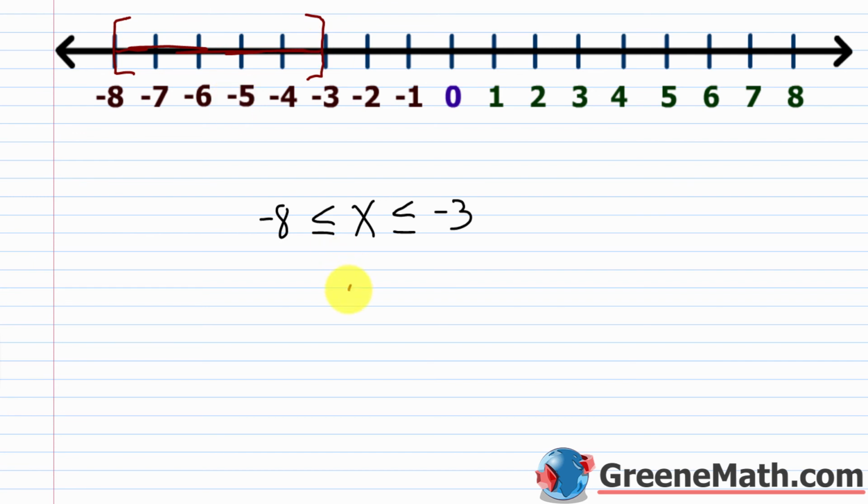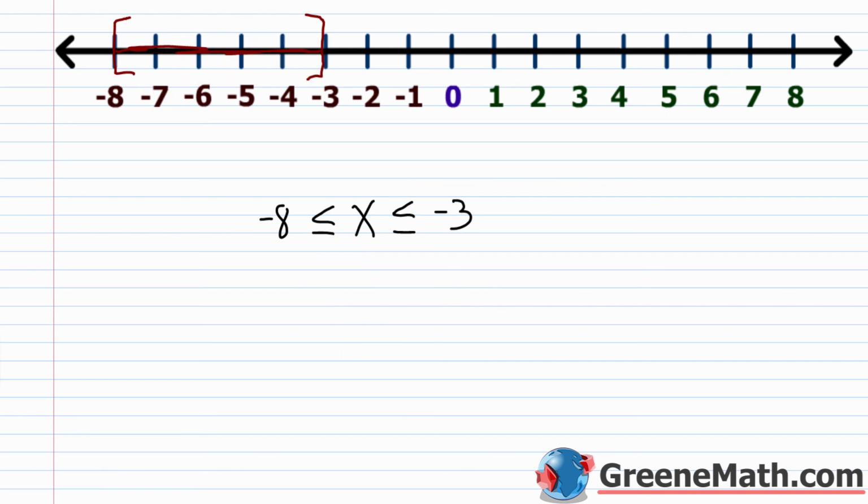If I picked negative 5, well, negative 5 is larger than negative 8 and it's smaller than negative 3. So that works. If I picked something outside of this range in the non-solution region, let's say 0, plug that in. 0 is larger than negative 8, but it's not smaller than negative 3. So that doesn't work. So it's got to be something in this range of values.